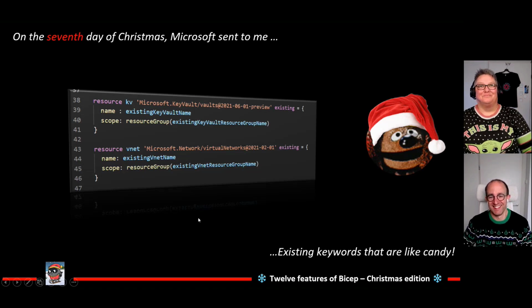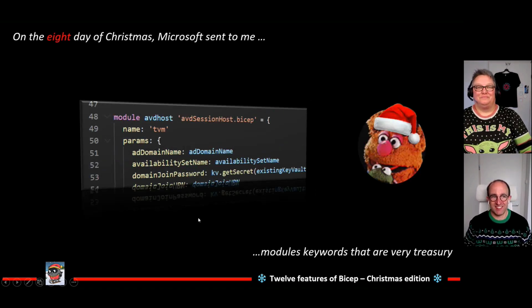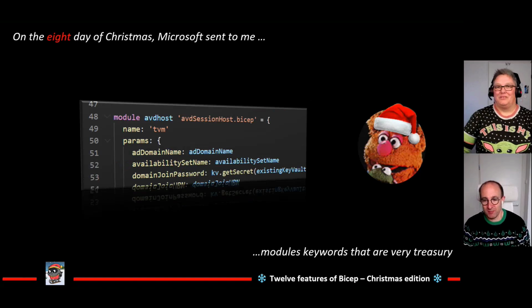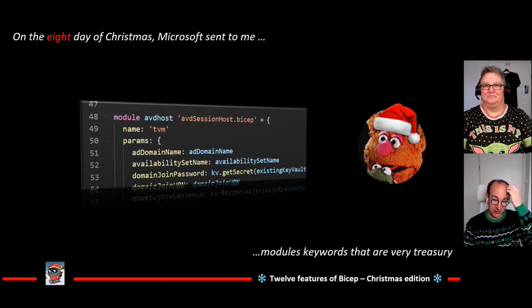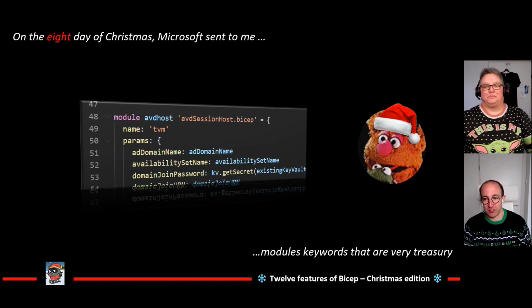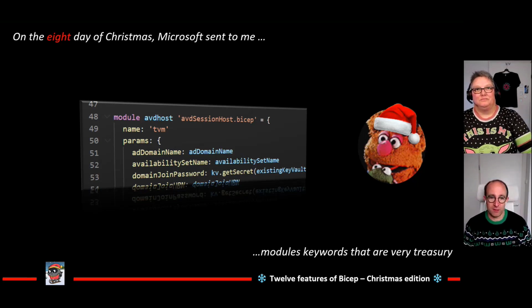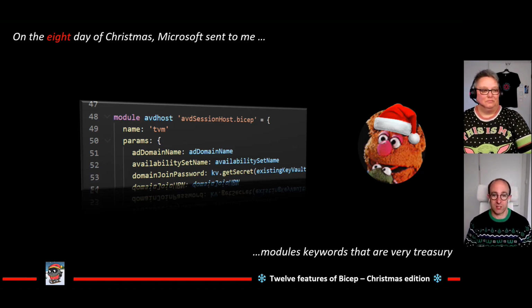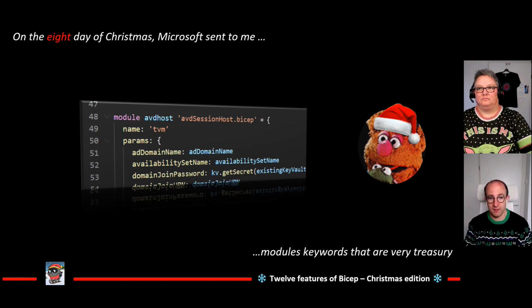All right. So on day number 8, Microsoft sent me the module keyword. Modules are a very big feature of the Bicep language, essentially allowing you to extract pieces of code, extract resource declarations, and put them into separate modules to improve the reusability of these templates, with all kinds of modules and submodules so that those resource declarations are in separate files.